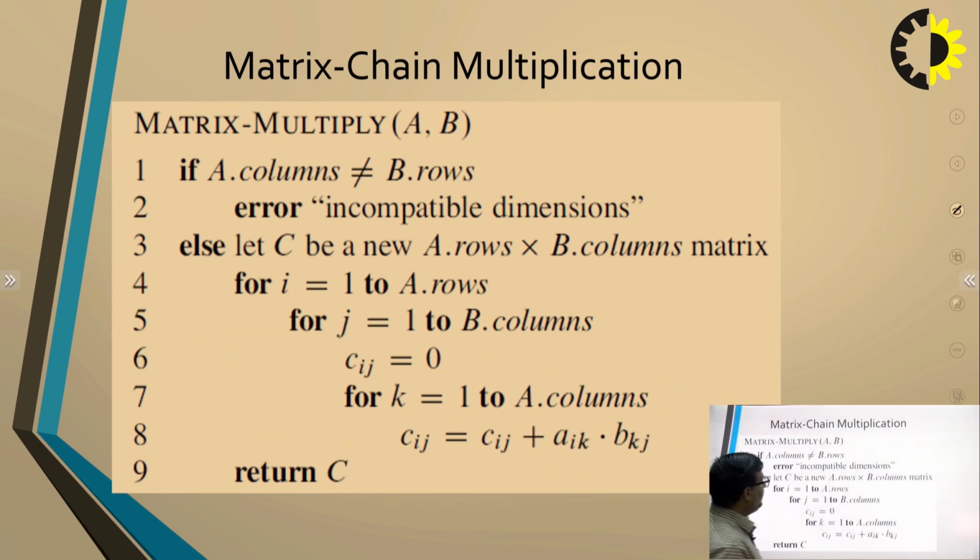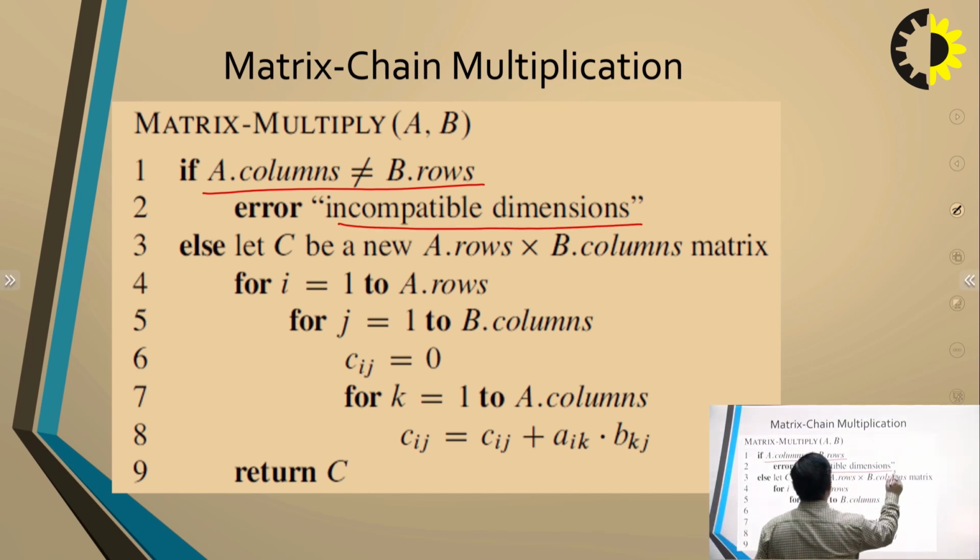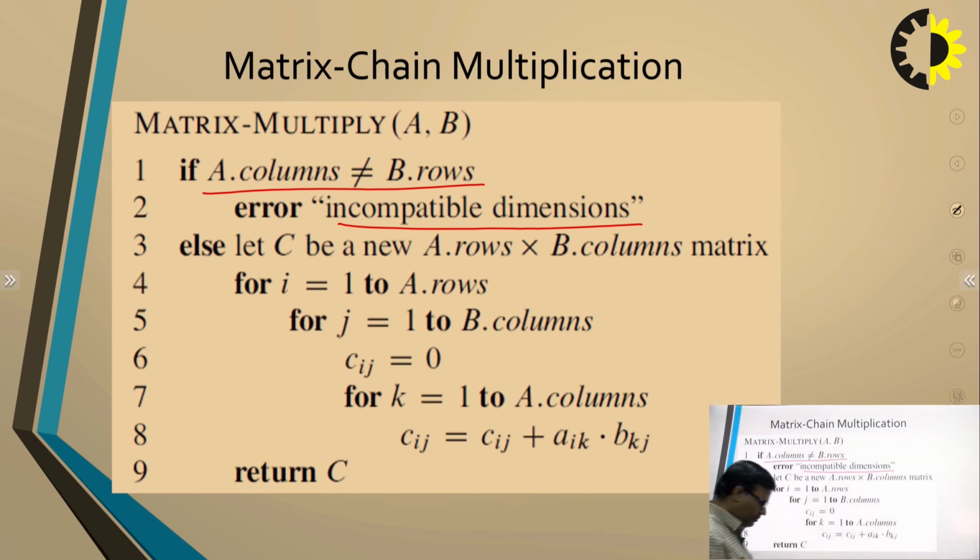Here the concept is simple matrix multiplication. If the number of columns of the first matrix does not equal the number of rows of the second, then the dimensions are incompatible. Always keep in mind that if a matrix does not have matching dimensions, it can't be multiplied. So if matrix A's columns do not equal matrix B's rows, then error: incompatible dimensions.